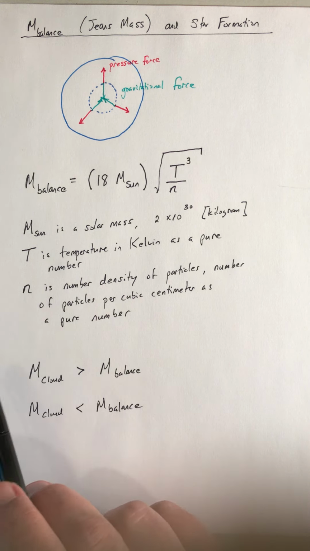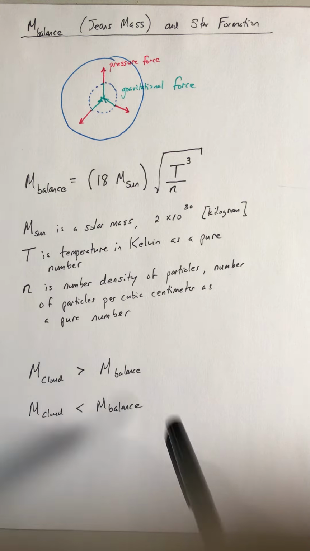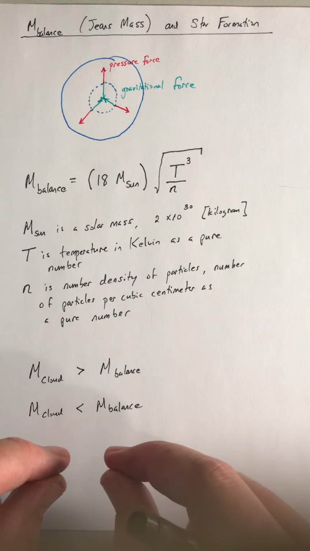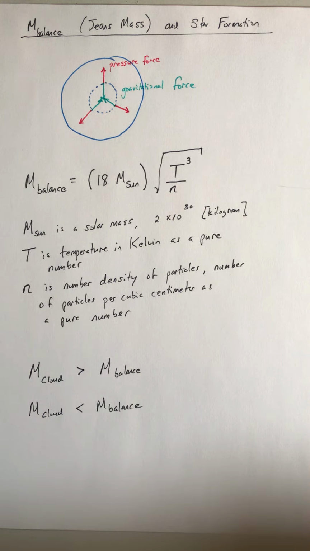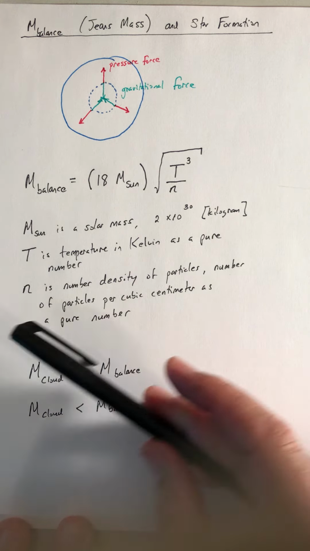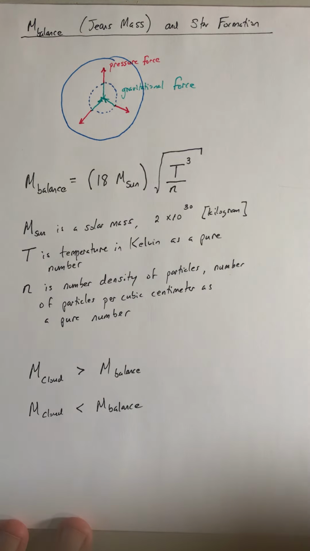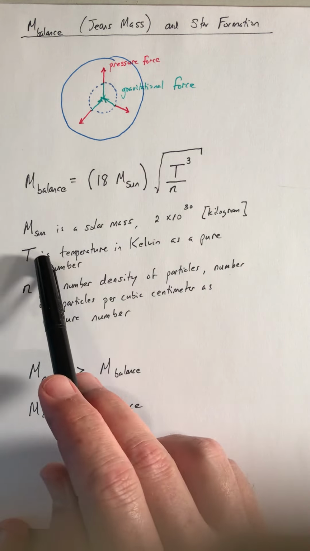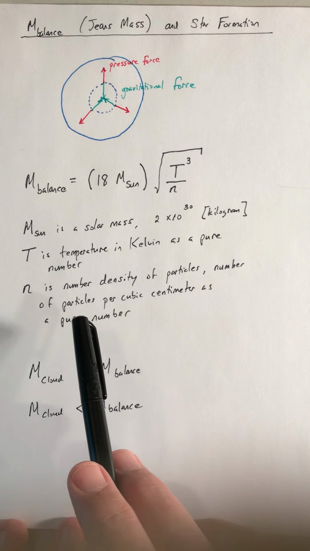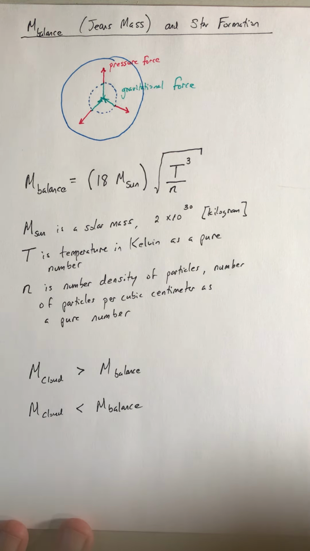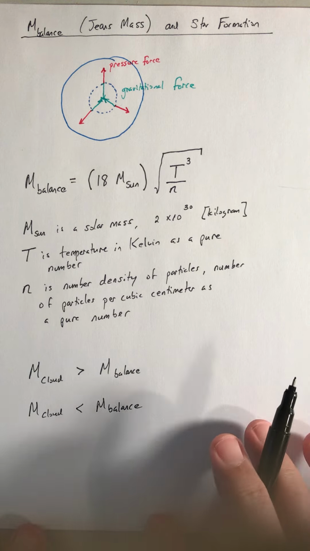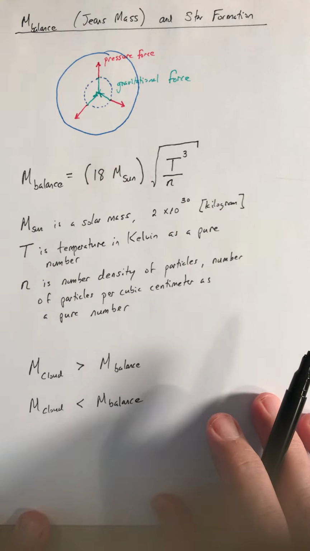Lowercase n is the number density of particles, so there's some cubic centimeter that I'm going to go in and measure and just count how many particles are in there on average. And it's just one number, so we're assuming that, again, that's uniform throughout the cloud. And just like with the temperature, don't keep any of the units of per cubic centimeter with the number density, just use the pure number part of it. All right, so let's try a few examples and show what you can do with the mass that can be in balance.